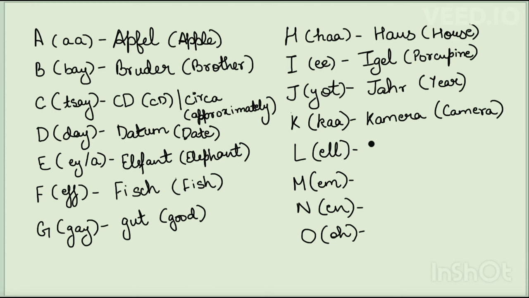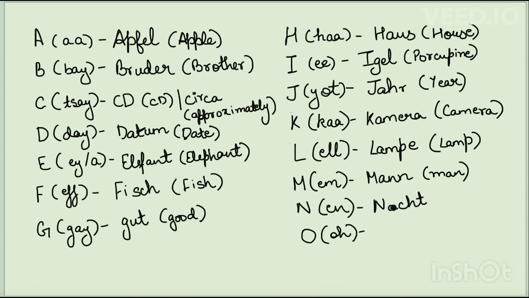L. Lampe, which means lamp. M. Mann, which means man. N. Nacht. Here you can see that C is followed with the letter H and the pronunciation is changed. The word is pronounced as Nacht, which means night.